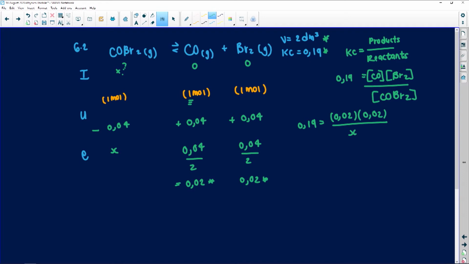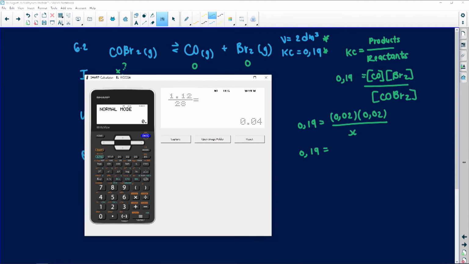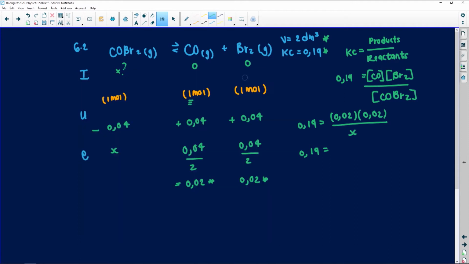I'm going to multiply the top part. So I'm going to say 0.19 is equal to, let's do the mathematics at the top part. I've got 0.02 multiplied by 0.02, and that gives me 0.0004. So at the top part, I'm going to have 0.0004 all over my x. I am solving for my x.